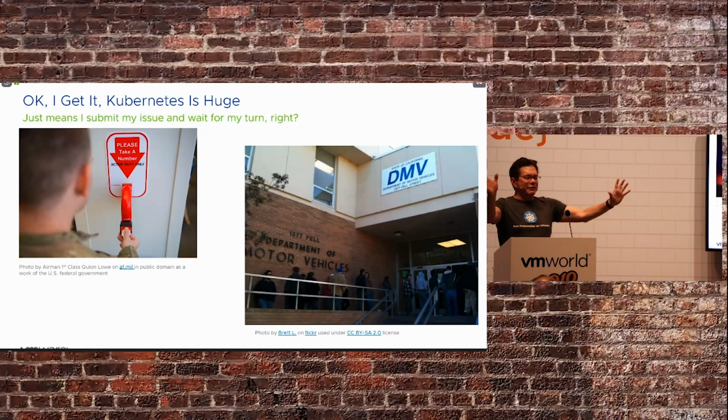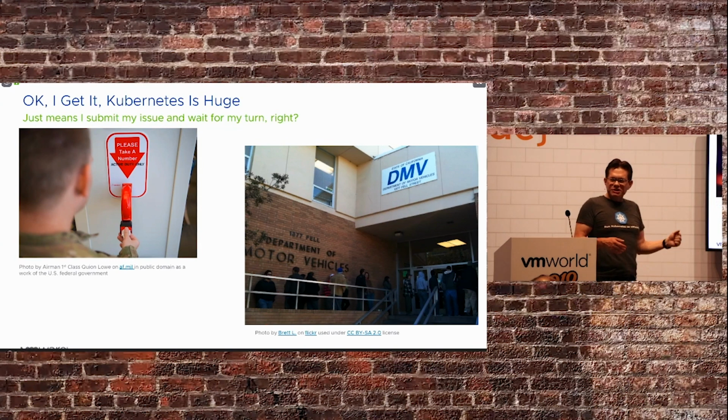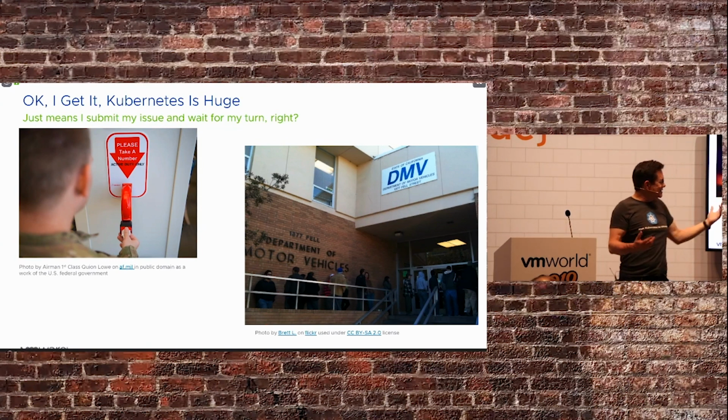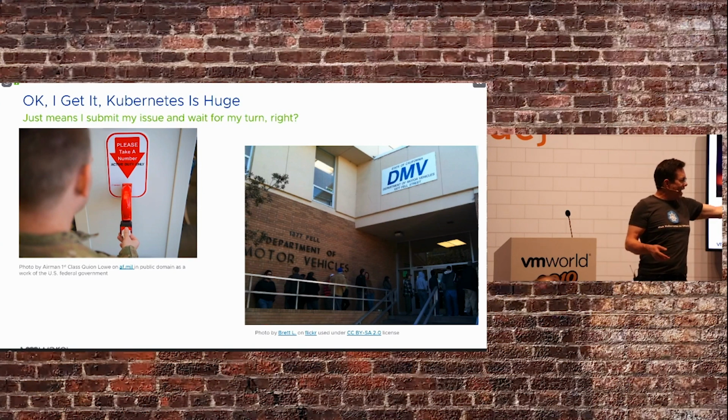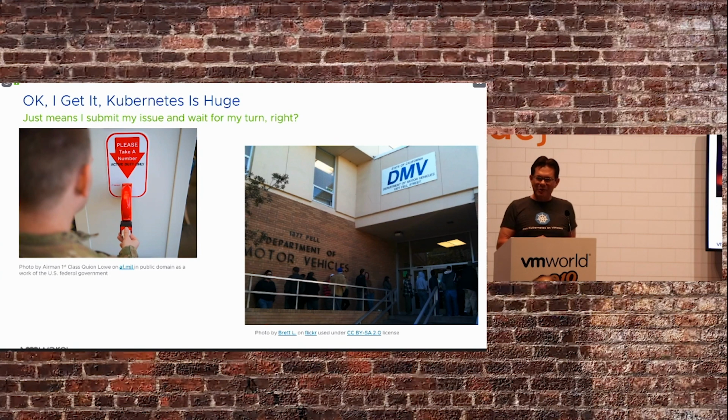So I think I gave you the message that Kubernetes is huge. Maybe you're going, so what? You know, I just put my issue in that GitHub page and it's like pulling a ticket and taking a number. Maybe the line is really long, like the line at the Department of Motor Vehicles where I work in the United States, but eventually they'll get to me. It doesn't quite work like that.